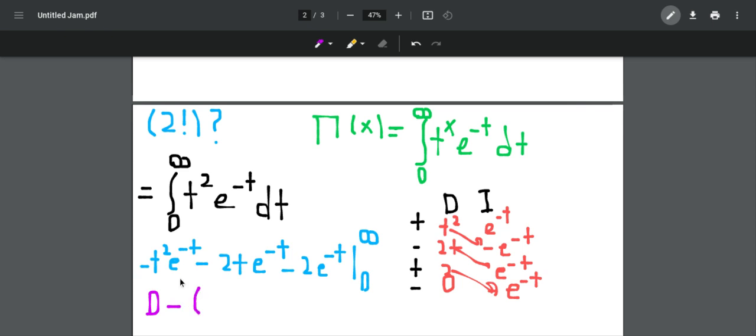Evaluating it at 0, what do we get? Here 0 squared is just 0, minus 0, and then minus 2 times e to the negative t. E to the 0 is just 1, times negative 2 is just negative 2, and then when we subtract these two numbers, we get a familiar answer. We just get 2, which is actually the value for 2 factorial. So this is another representation of factorials using the pi function via an integral.